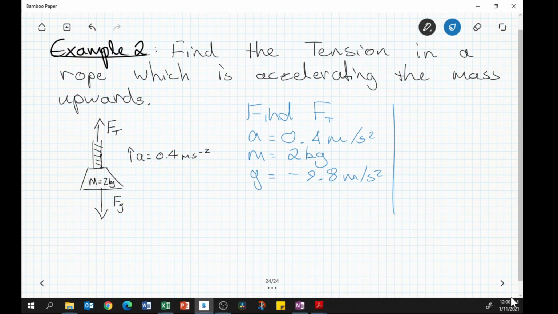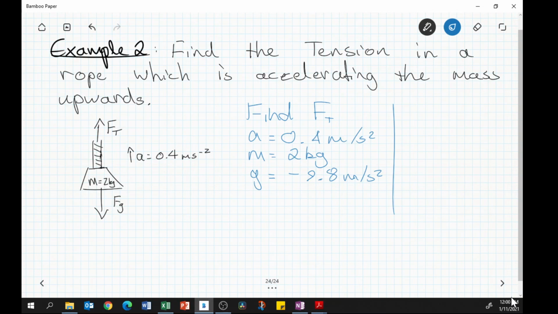How are we going to actually find FT? Who can tell me what concept of physics is going to allow us, or what formula of physics is going to allow us to actually calculate that tensional force? Here's a question. Is it equal in magnitude to the force of gravity? No. Why not? Because we're accelerating. What rule is it? What formula is it that tells us that?